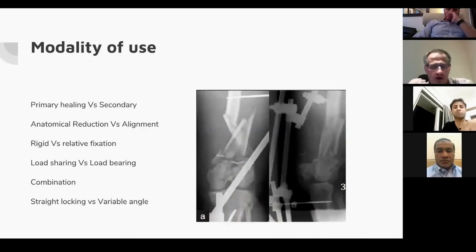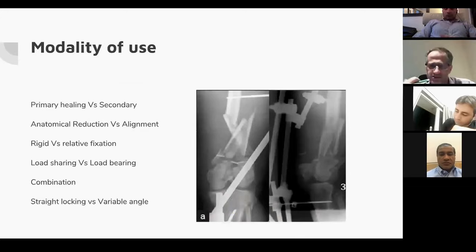Now, remember I told you I would bring up modality of use at the very beginning of this conversation, because depending on what you're dealing with, that's how you want to design your plate, ideally. Even though you want an all-singing, all-dancing plate, there are some plates which would be inappropriate for different parts of the body versus other plates.